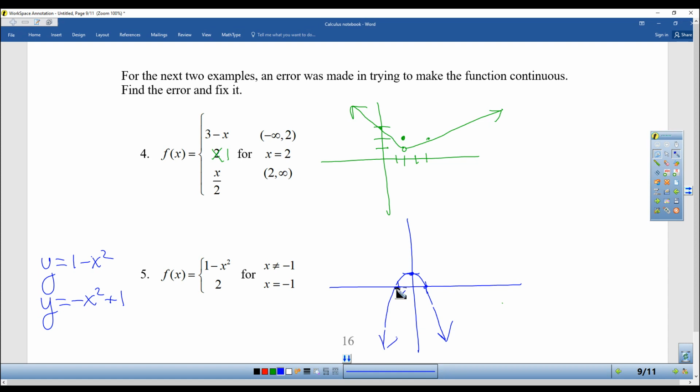But it says when x is -1, there's a hole. So I don't know why there's a hole, but there's a little hole there. And they've made at x is equal to -1, they've made it 2. So how do you fix that hole? It should be 0. Because 0 is what you need to make it continuous.